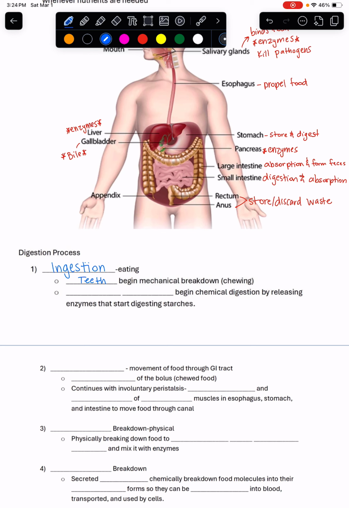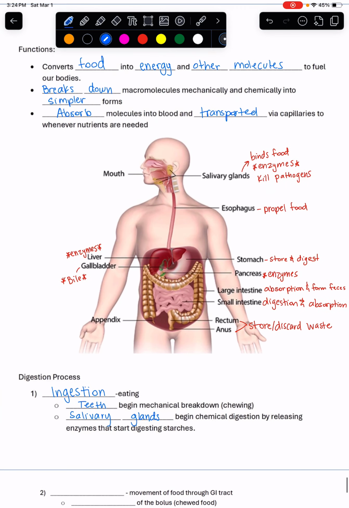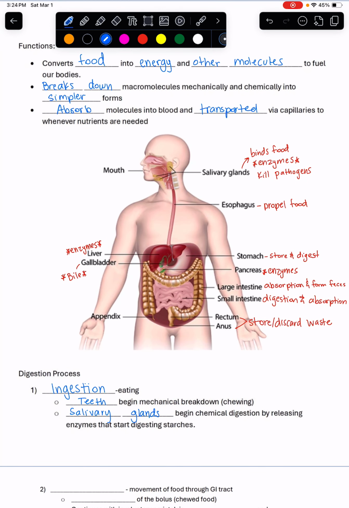Then we also have in our mouth salivary glands. All right, and these are going to begin chemical digestion by releasing enzymes that start digesting starches, which are like sugary foods or things like bread, crackers, stuff like that. And so here, if we're just looking at our picture, our food's going to go in our mouth. Our teeth are going to begin to chew it up. So like mechanically break it down, physically break it down.